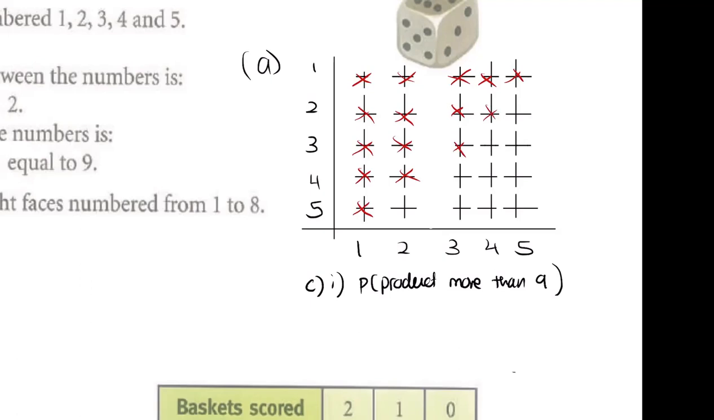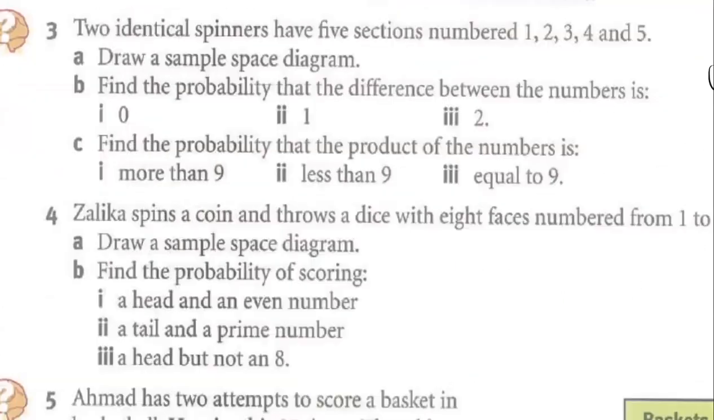So these are the ones that we need to find. 1, 2, 3, 4, 5, 6, 7, 8, 9, 10. 10 of these. Okay, so it is 10 over 25. Both divisible by 5, 2 over 5. All right. Very good. Now, this is for C1, and then if they want C2, less than 9.